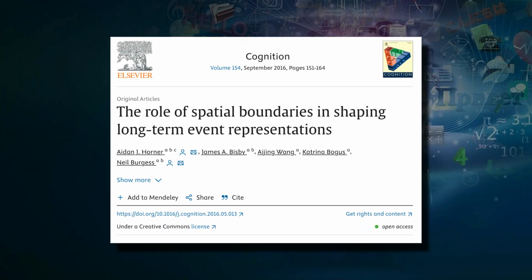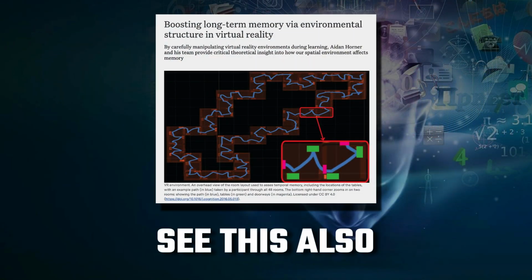Now, there's another research paper that you might want to check out that's called The Role of Spatial Boundaries in Shaping Long-Term Event Representations. And I believe this also confirms what I've been saying all along, that you have to track two things at once when you use virtual memory palaces. The cognitive load is so much higher.